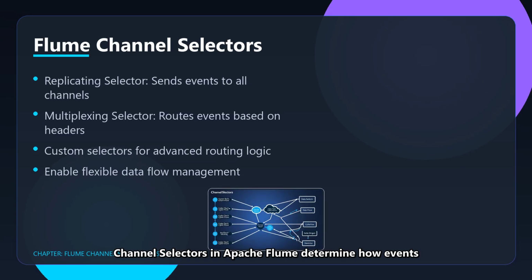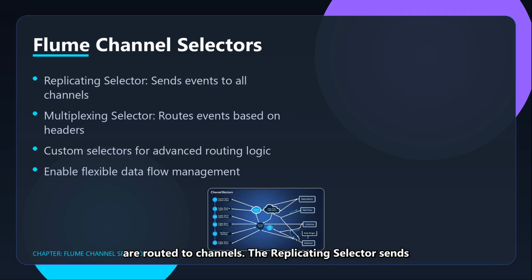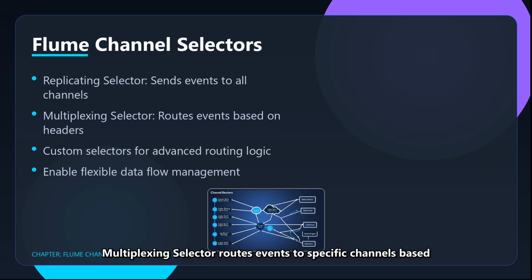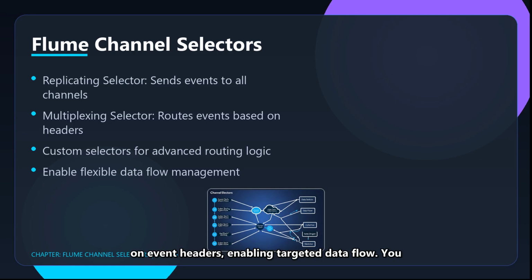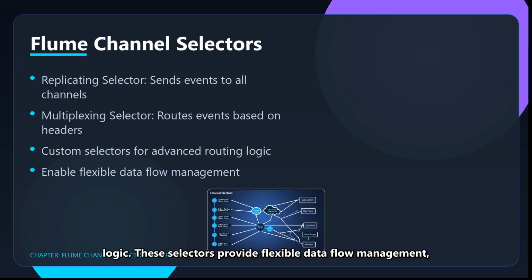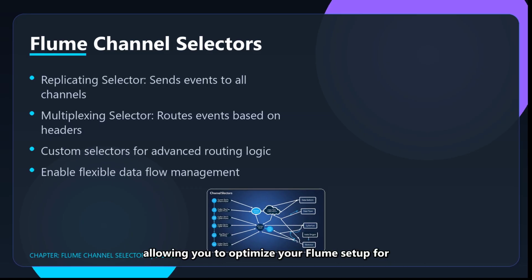Channel selectors in Apache Flume determine how events are routed to channels. The replicating selector sends events to all configured channels, ensuring redundancy. The multiplexing selector routes events to specific channels based on event headers, enabling targeted data flow. You can also create custom selectors for advanced routing logic. These selectors provide flexible data flow management, allowing you to optimize your Flume setup for different scenarios.